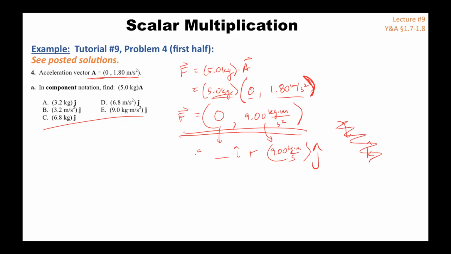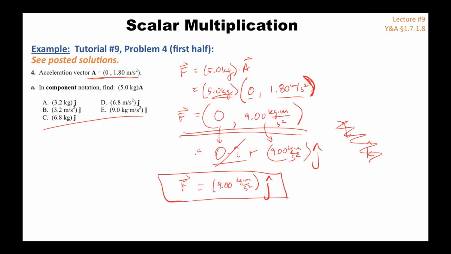Now, when a component is 0, like it is here, the custom is not to write that term at all. So we would just say that the vector f, full vector notation now, vector f written with all of its components, is just 9 kilogram meters per second squared times j hat. And that's it. That is the full vector notation.